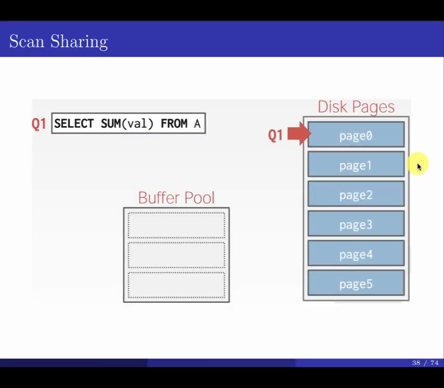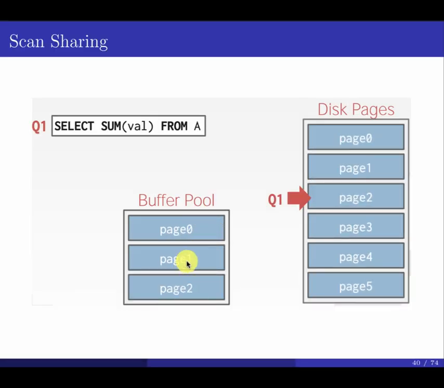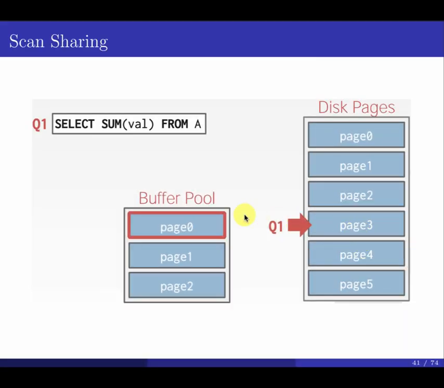Okay, let's have an example here. Assume that we have a query: select the sum based on this attribute from a specific relation. You know that you have to sequentially access the entire data, right? I access page zero and fetch it into the buffer pool. Assume that I'm fetching three pages, 0, 1, 2. Then assume this query is done processing page 2 and now jumps to page 3.